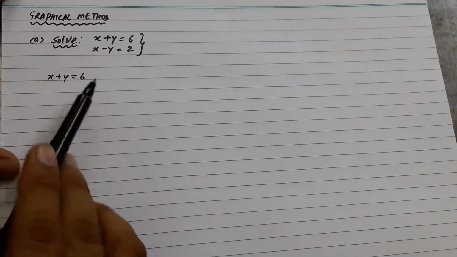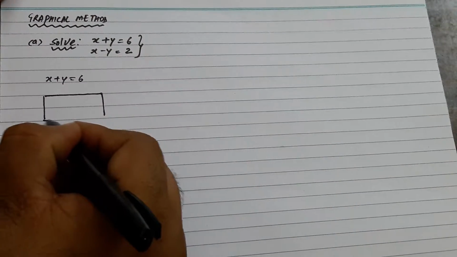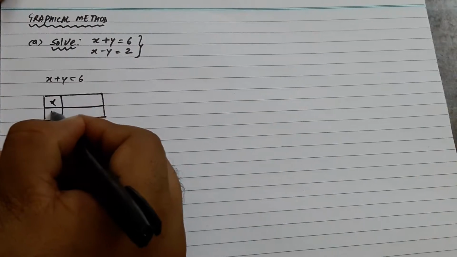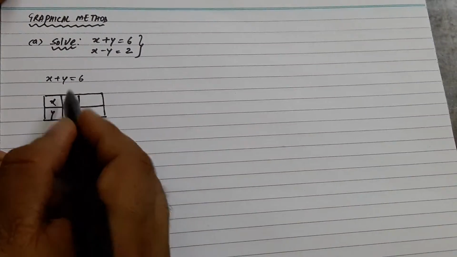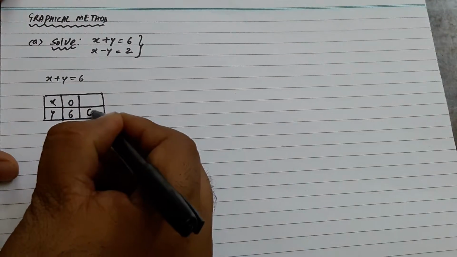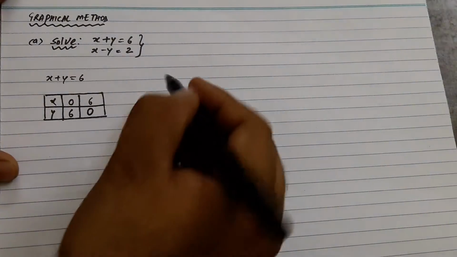The equation is x plus y equal to 6. First of all, I will put x equal to 0 in this equation and try to find the value of y when x is 0. If x is equal to 0, then 0 plus y equal to 6, that means y equal to 6. So (0, 6) is one of the solutions for this equation. Similarly, I will put y equal to 0, and then x comes out to be 6. So these are the solutions (0, 6) and (6, 0) for this equation.